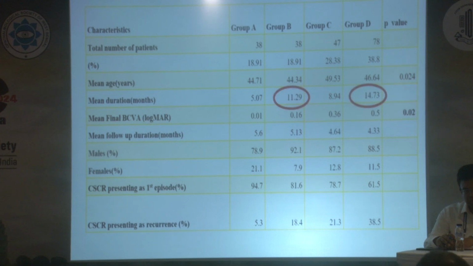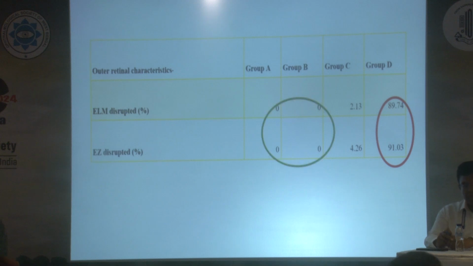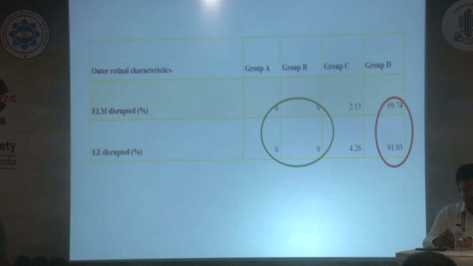The duration of disease was maximal in Group D, that is the complex pachychoroid, followed by Group B, the simple pachychoroid, therefore both the pachychoroid groups. The cases presenting as recurrences were minimal in Group A, the simple non-pachychoroid, and maximum in Group D, the complex pachychoroid. Ellipsoid zone disruption and external limiting membrane disruption were maximal in Group D, the complex pachychoroid, but no cases of either were seen in Group A and B, the simple non-pachychoroid and the simple pachychoroid groups respectively.